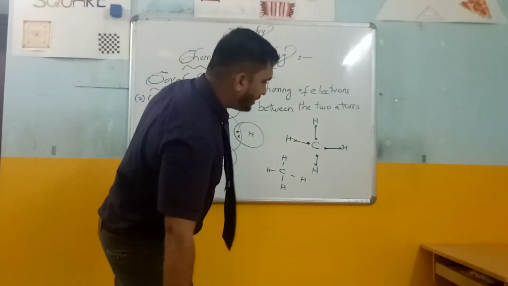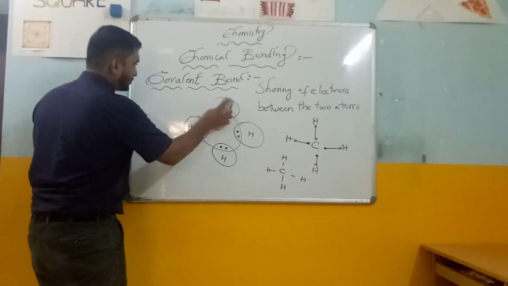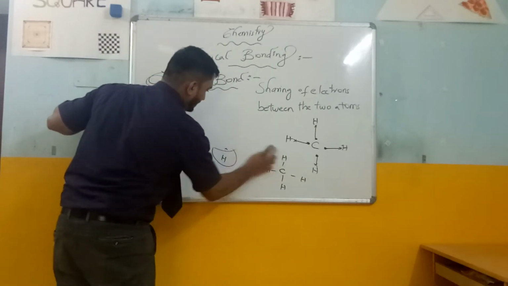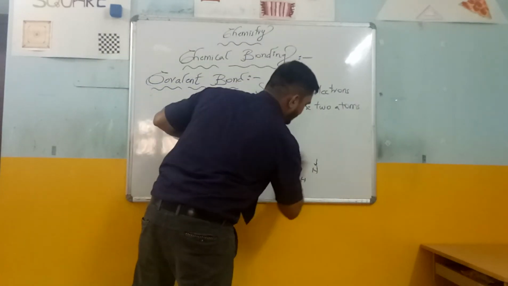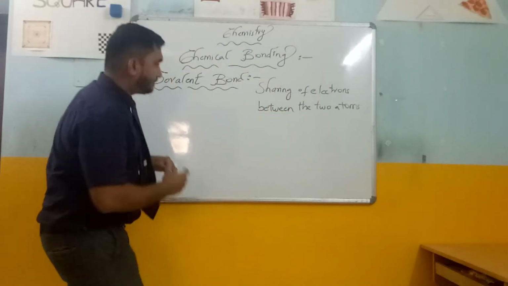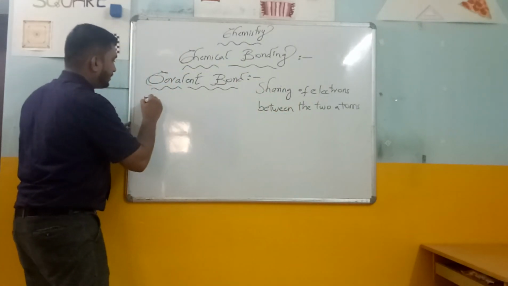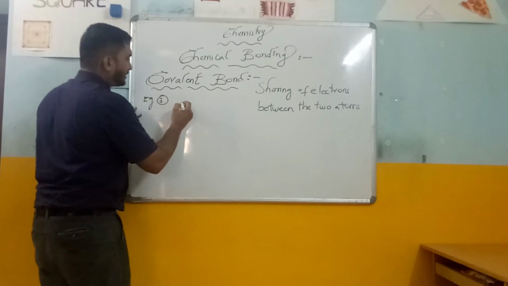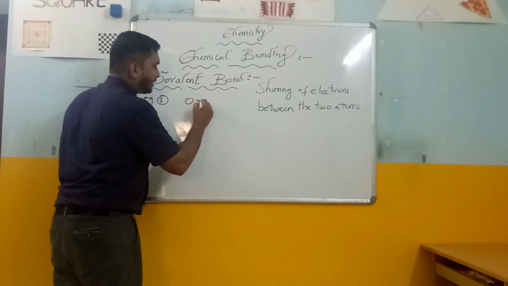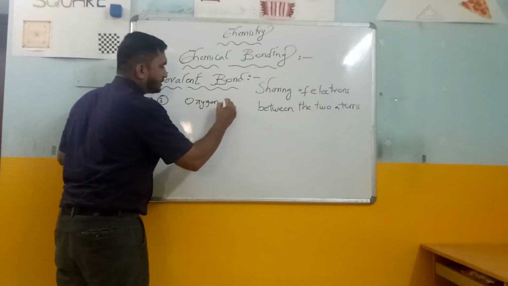Similarly, we can also go for double bonds. So let's talk about the double bond. The basic example for the double bond is example 3, the oxygen molecule.